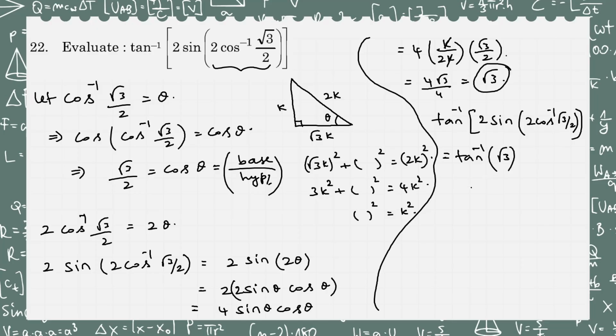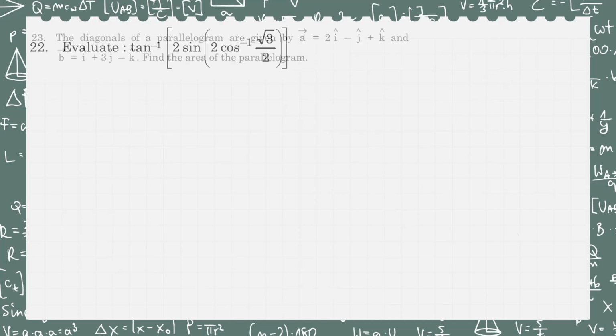So tan inverse of root 3 can be written as tan inverse of tan 60, right? Tan 60 is root 3. So tan inverse of tan 60 gives 60 degrees. Pi by 3 is the answer. Let's move on to the next sum.